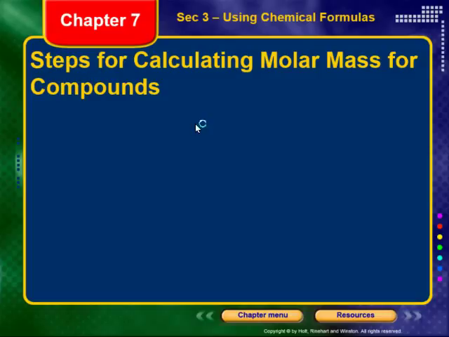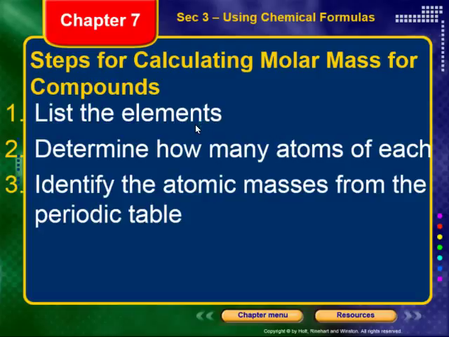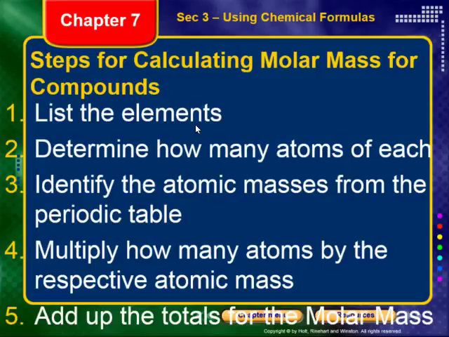So when we are calculating molar mass for compounds, here's the procedure to follow. List your atoms. Make sure you know what's involved in that molecule, what's involved in that formula unit, and then identify how many atoms of each element are present. I have these types of elements, and I have this many of those elements. Then I'm going to use the periodic table to identify the atomic masses of those elements. Now that I have that information, I'm going to multiply how many atoms are present by their respective atomic masses. And lastly, add those up. You got yourself molar mass.